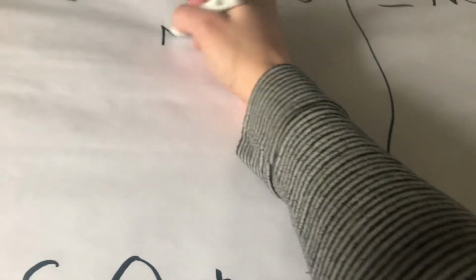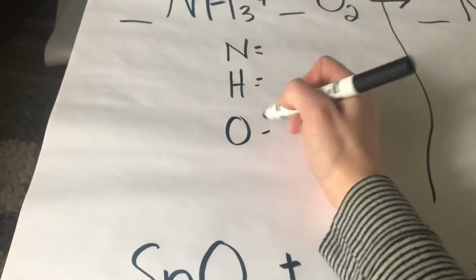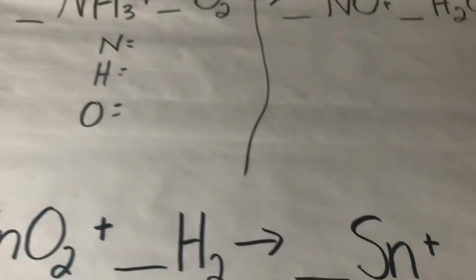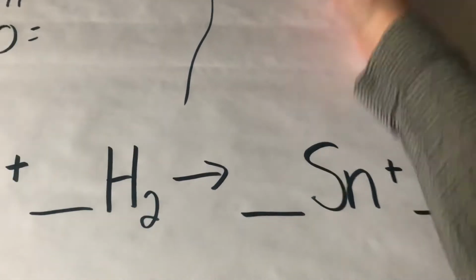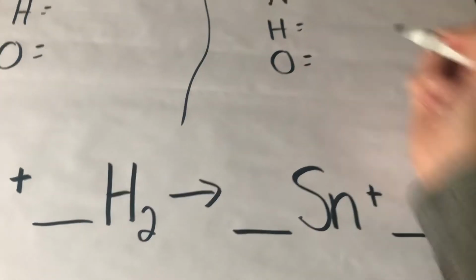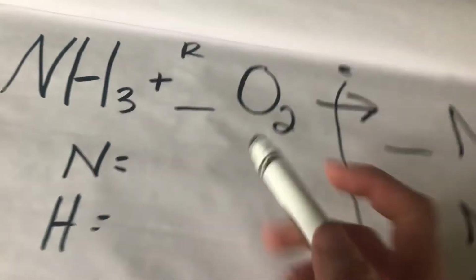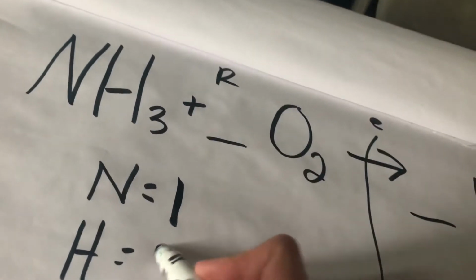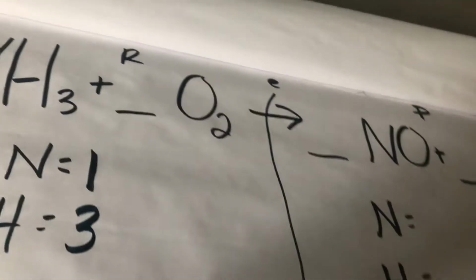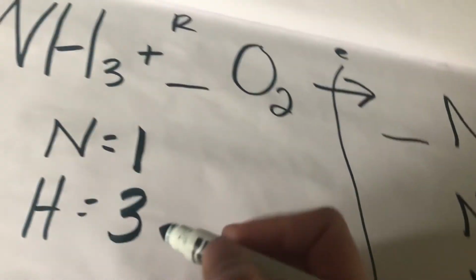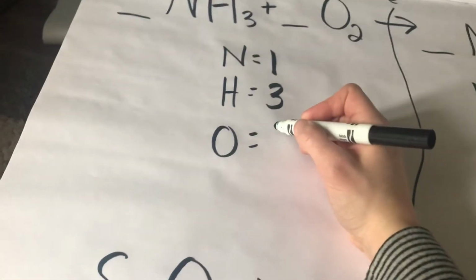Over here I have nitrogen, hydrogen, and oxygen. And then I'm going to write them out in the same order over here so as not to confuse my brain. Next step is count how many atoms of each one I have. Over here I have 1 nitrogen, so I'm going to put a 1 next to my nitrogen. I have 3 hydrogen, so I put a 3 next to my hydrogen. And I have 2 oxygen, so I'm going to put 2 here.